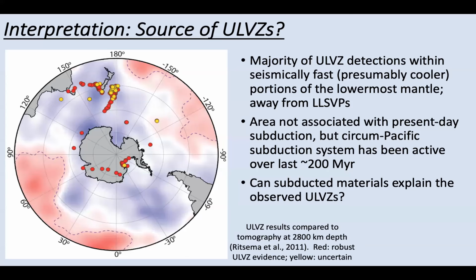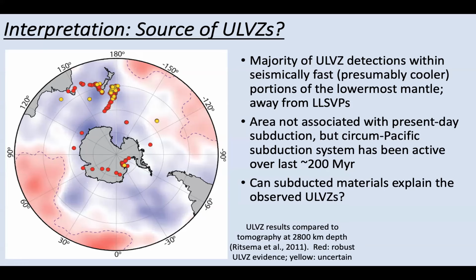So, okay, we found evidence for ULVZ structure. These are the same dots that I showed you just a moment ago. Again, the red dots are our robust results, yellow dots are our uncertain results, plotted at their average PcP bounce points on the core. You'll notice, again, the background here is the same tomography model I showed you previously.